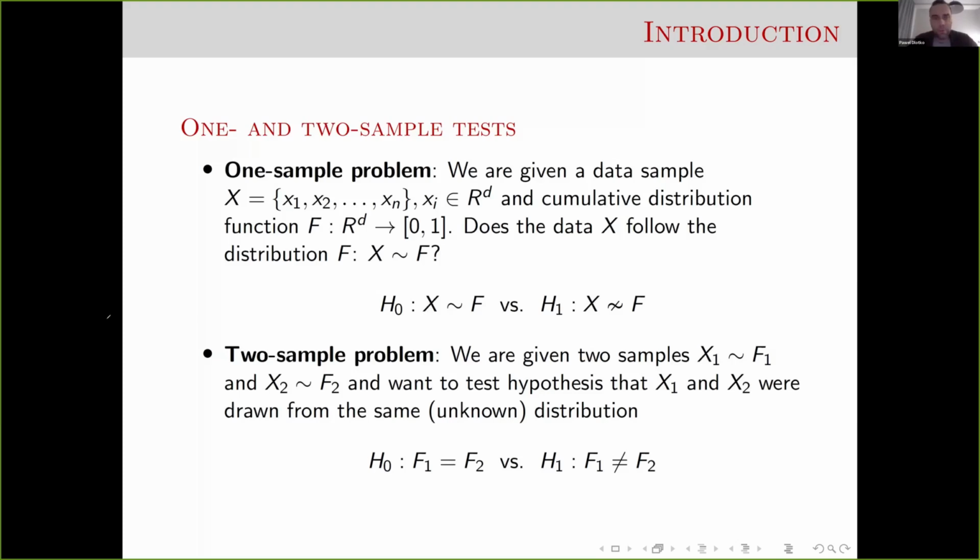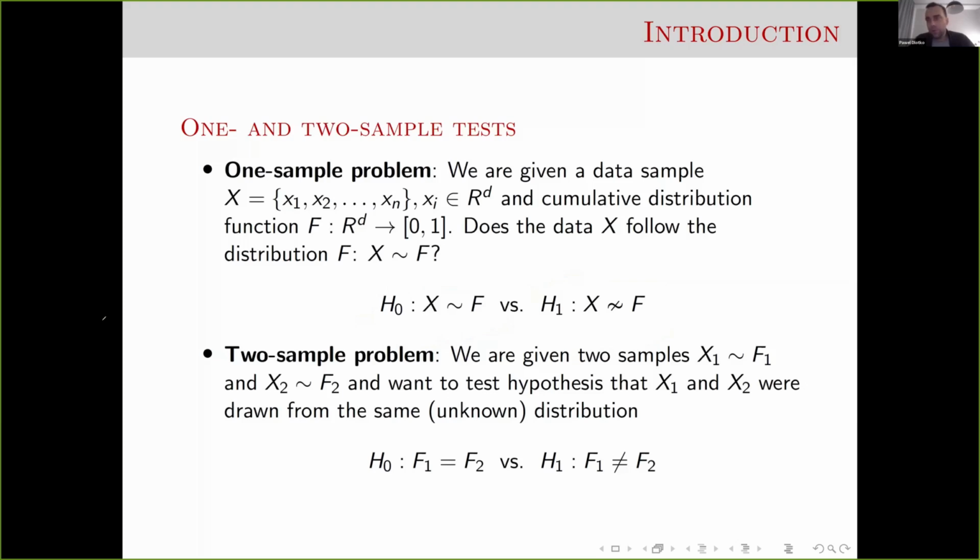So in the one-sample problem, you have a collection of points and a cumulative distribution function. And we are asking the question, does this collection of points follow the cumulative distribution function or not? In order to answer this, we state the null hypothesis, H0, which is that the collection of points follows the distribution. The alternative hypothesis, H1, is the negation of H0: it does not follow. The two-sample problem is very similar, but we have two samples and we do not have a cumulative distribution function.